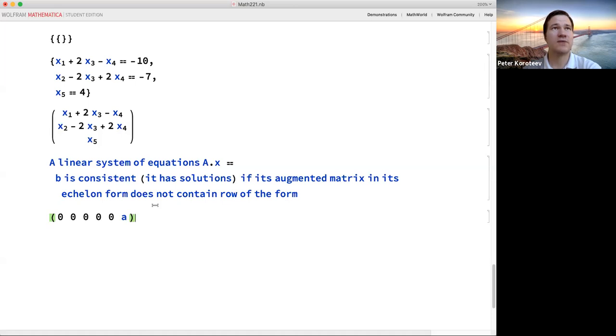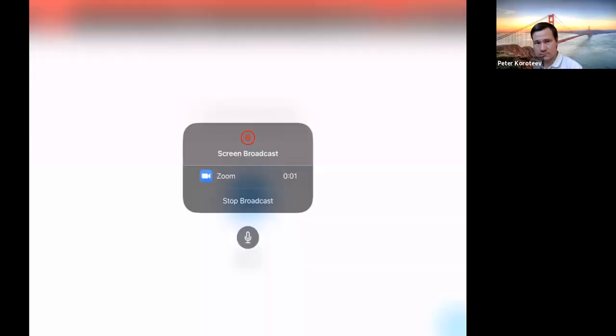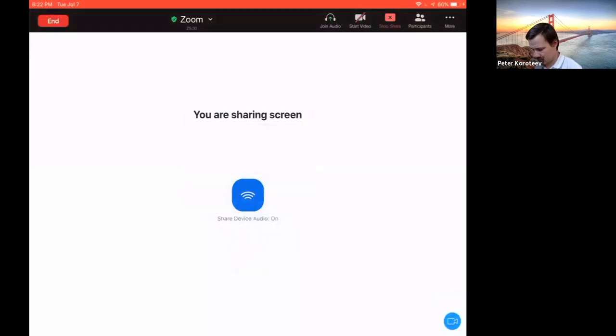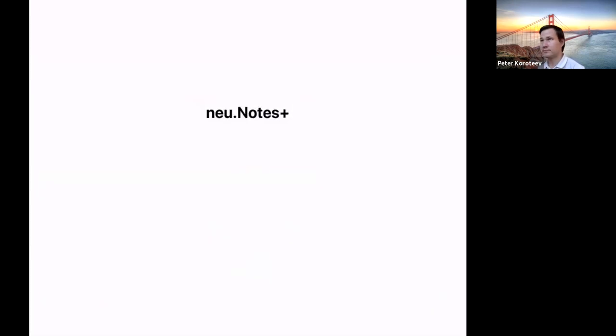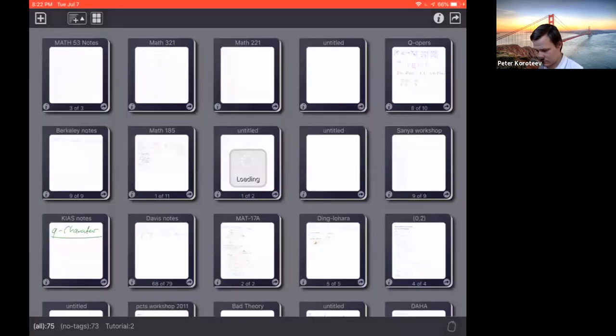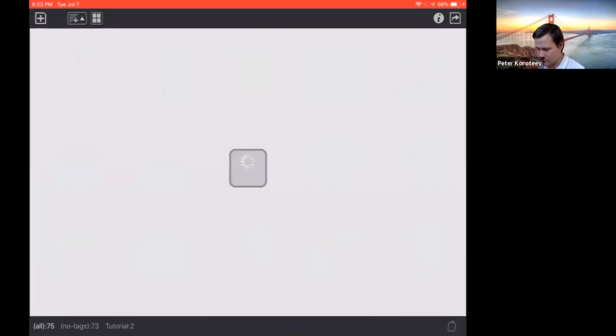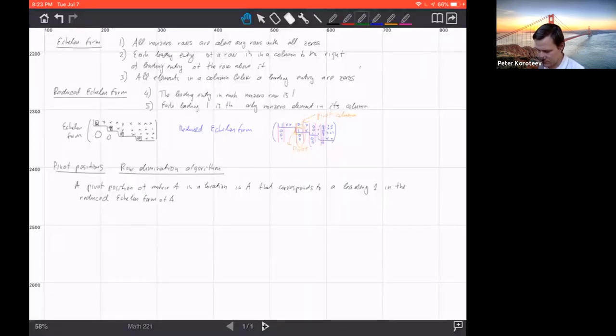Now let's talk about vectors. I think we want to switch to sharing tablet. Yeah, so that's where we stop.